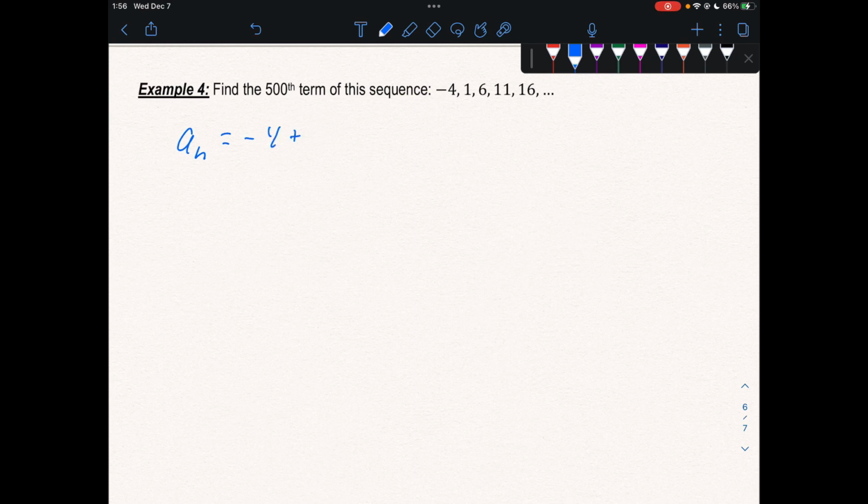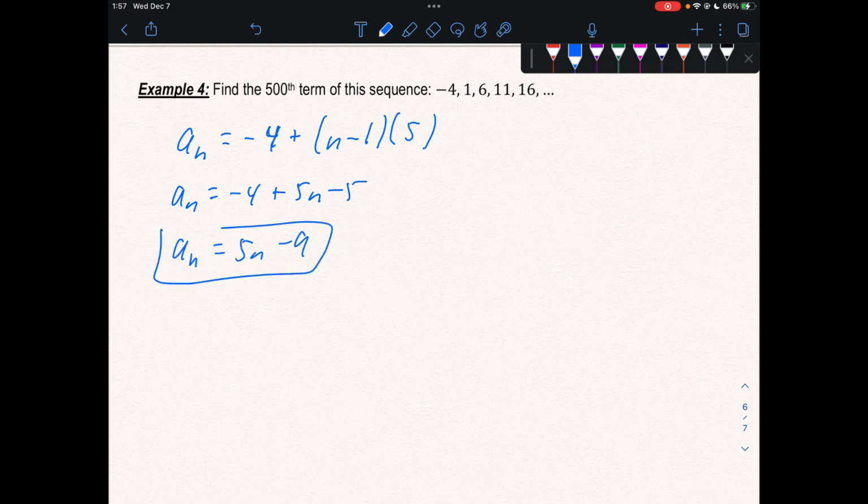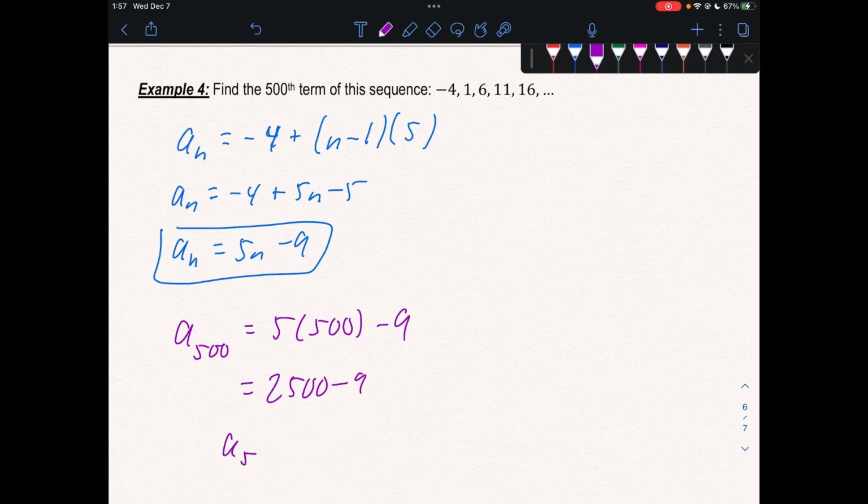A sub 1 plus n minus 1 times d. d here is 5. Let's just simplify this a little bit. Negative 4 plus 5n minus 5. 5n minus 9 would be our nth term. A sub 500 is 5 times 500 minus 9. Ooh, let's see. 2500 minus 9. 2491 would be our 500th term.